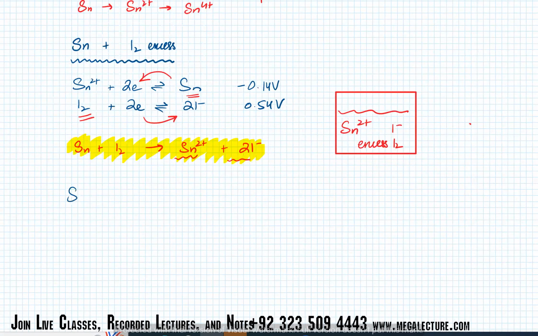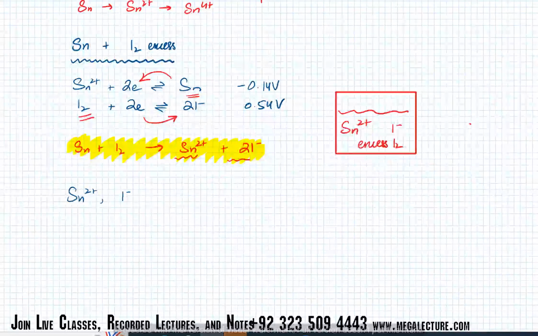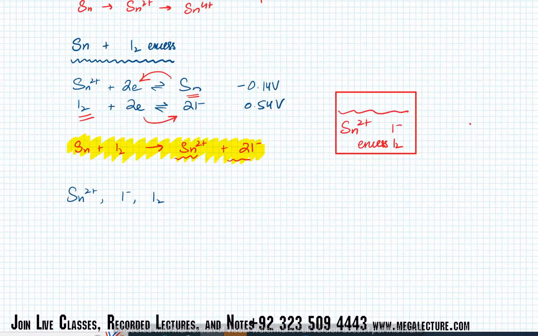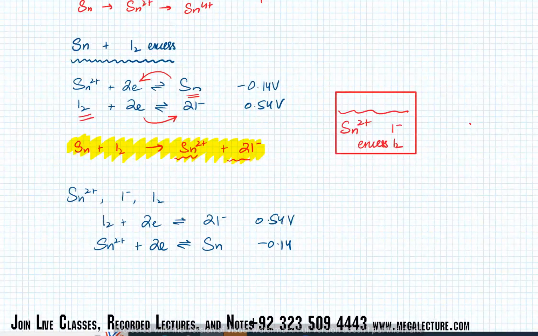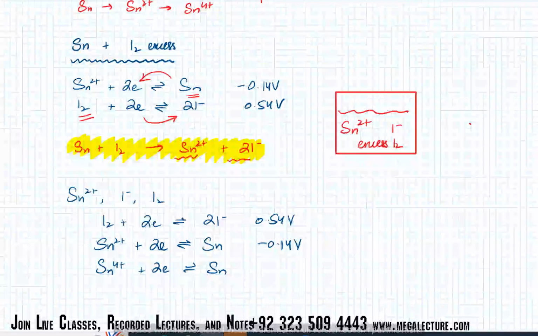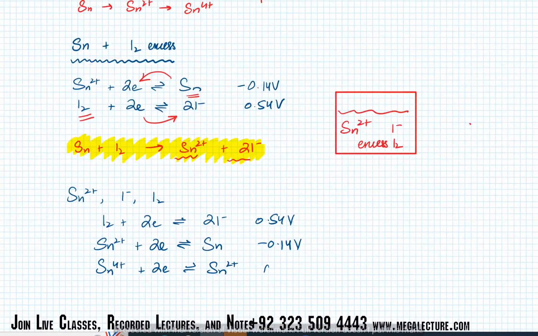So for the second reaction, your reactants are Sn2+, and you got I minus, you got iodine as well, right? So for iodine, it's the same equation. Now for Sn2+, you've got two reactions now. This was minus 0.14 volts, but for Sn2+, there's another reaction which involves Sn4+. That's I think 0.15 volts.